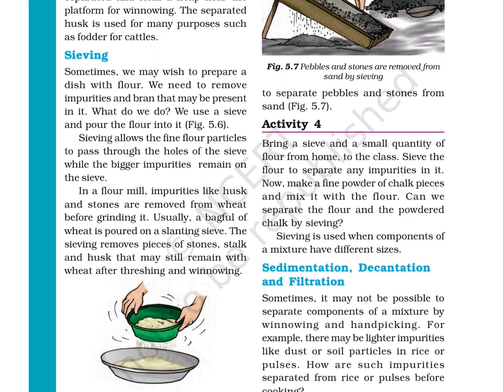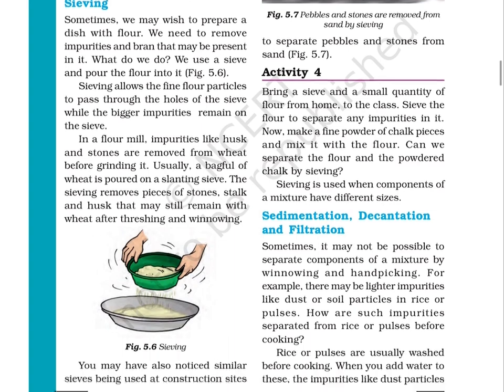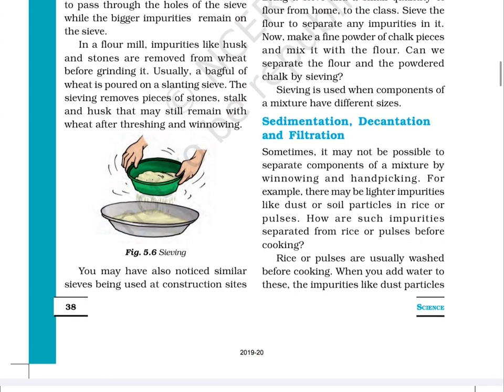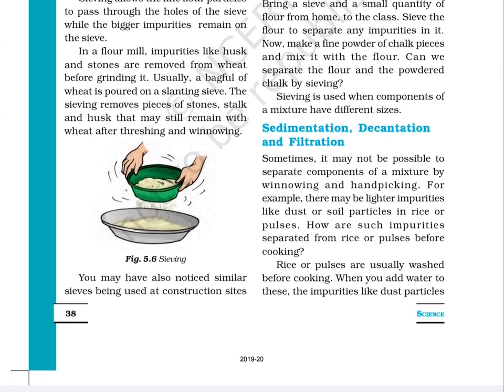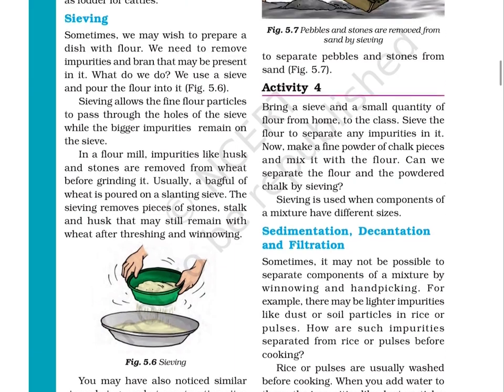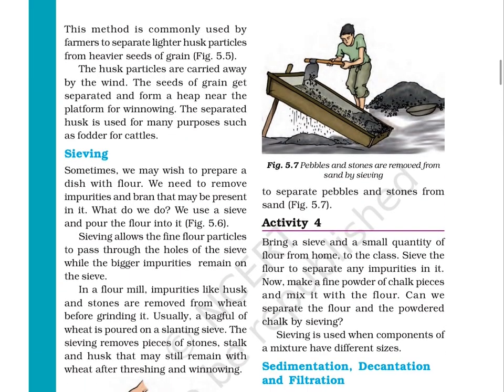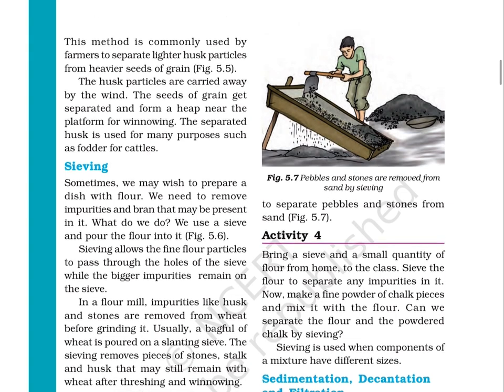Usually, a bag full of wheat is poured on a slanting sieve. The sieving removes pieces of stones, stalk and husk that may still remain with wheat after threshing and winnowing. Figure 5.6 shows the process of sieving. You may have also noticed similar sieves being used at construction sites to separate pebbles and stones from sand, as shown in Figure 5.7. Pebbles and stones are removed from sand by sieving.